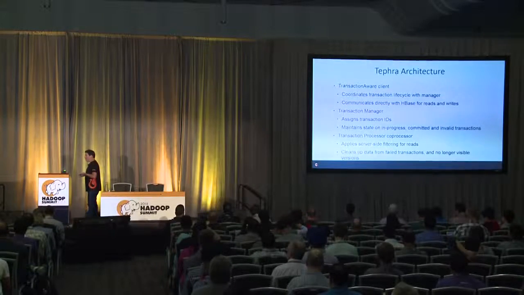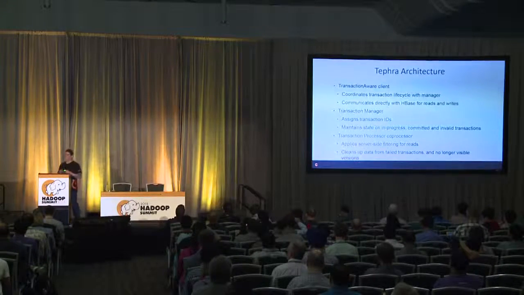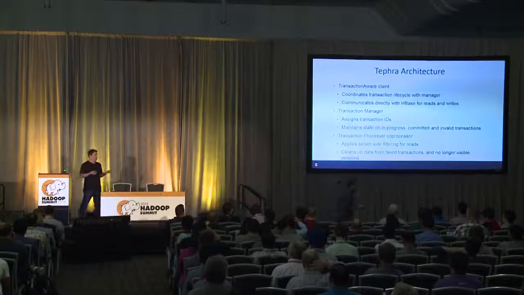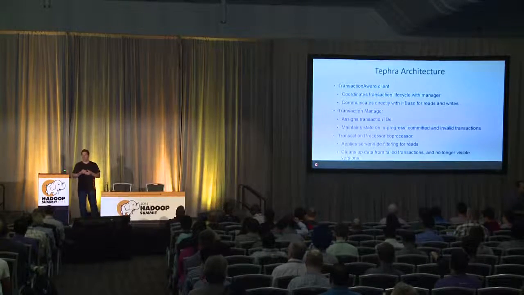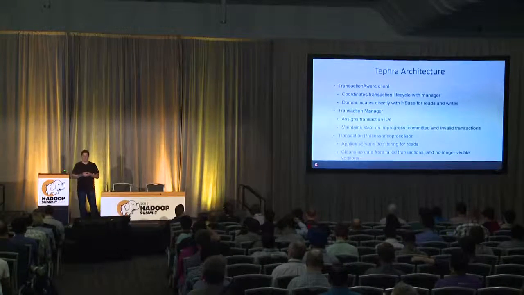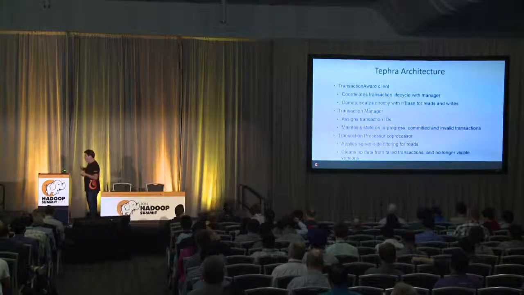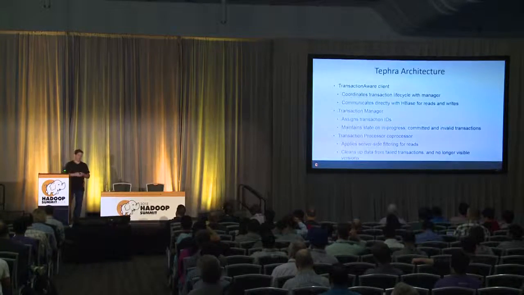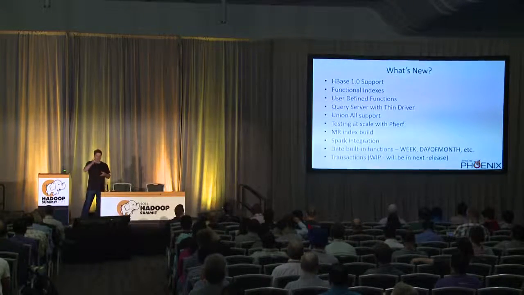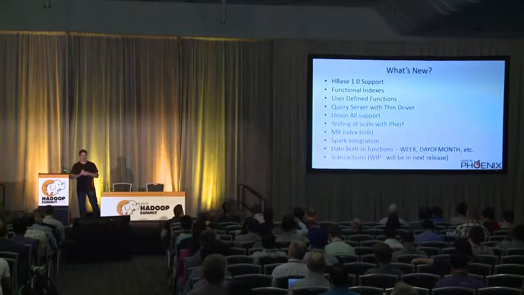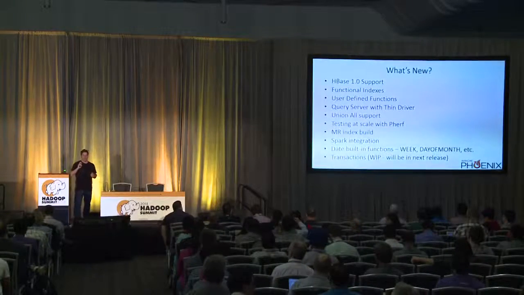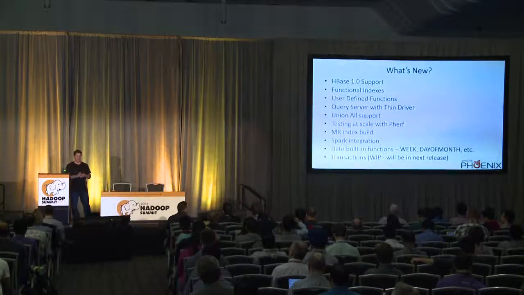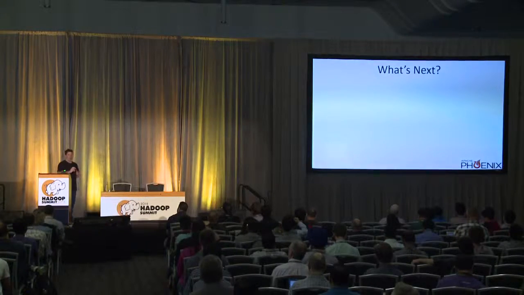And then the final component is the transaction processor, which is implemented as a coprocessor. What it does is server-side filtering of any in-flight or invalid transaction data. And it also, at compaction time, will clean up any failed transactions. OK, so that's the full list. I tip my hat to the community. This was an awesome release, really, to get all this done in a single release. Pretty exciting.